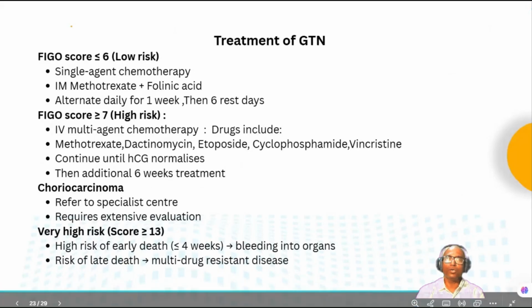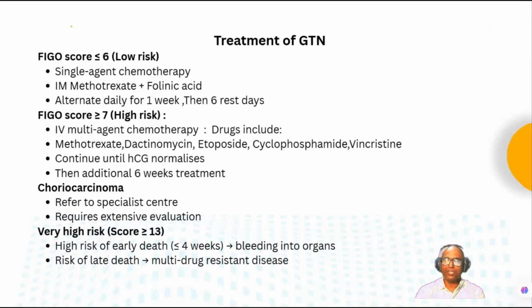Now coming to the treatment for the GTN. This is the last part. So treatment of GTN. In the summary, we have mentioned that the treatment of GTN is based on the FIGO 2000 scoring system. This scoring system divides the patients into two risk categories. One is a low risk category and another is a high risk category. If the score is less than or equal to 6, they are low risk. If it is 7 or more, they are high risk.